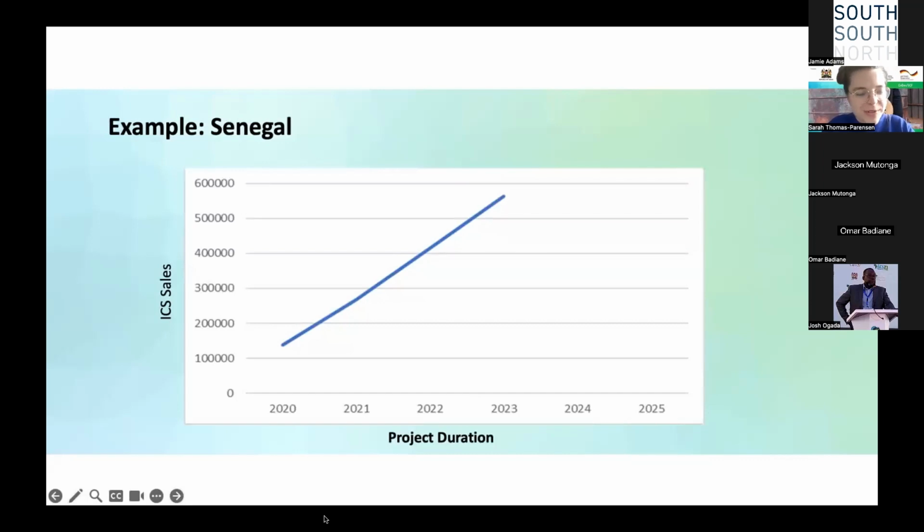And that's why we're also presenting it to you. Here you can see the example of Senegal, where if you look at the ICS sales in the past years during the project, there's a clear exponential increase of the ICS sales. So we can really say this approach works for scaling up cooking interventions.